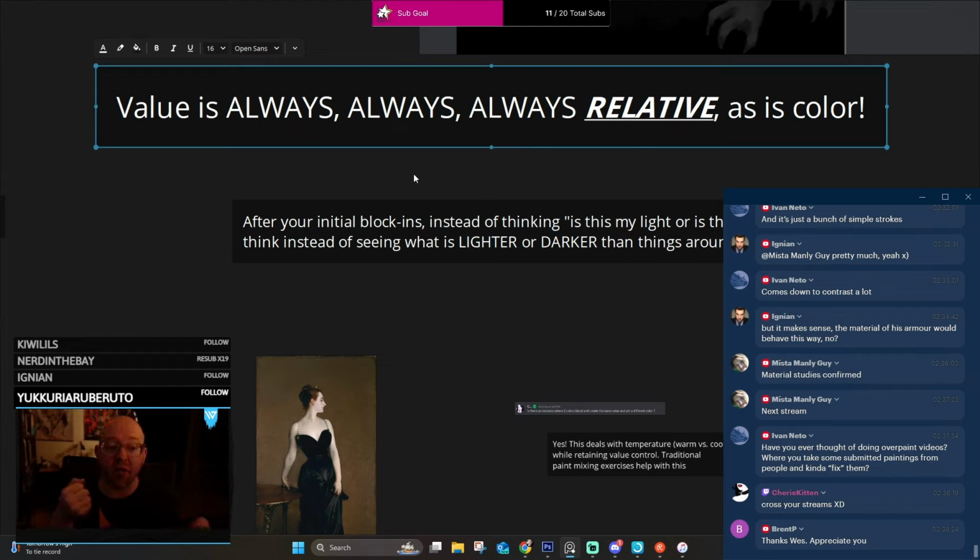Change it with a temperature of color. Do something else to contrast it. The value can match, but there has to be something else, or else you're going to get a weird read. It's going to look like a tangent. Your brain's not going to quite know what you're looking at. So there's a lot like that.